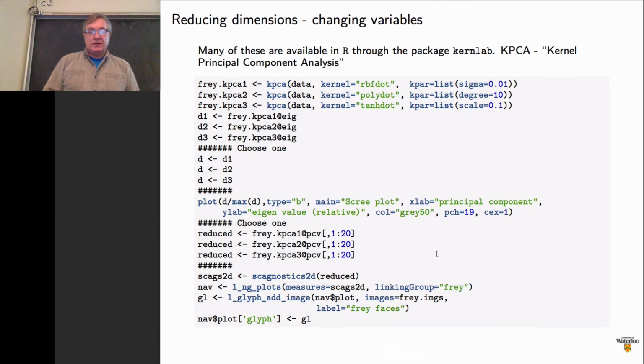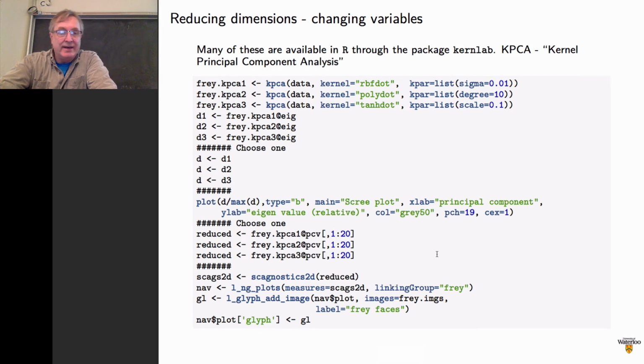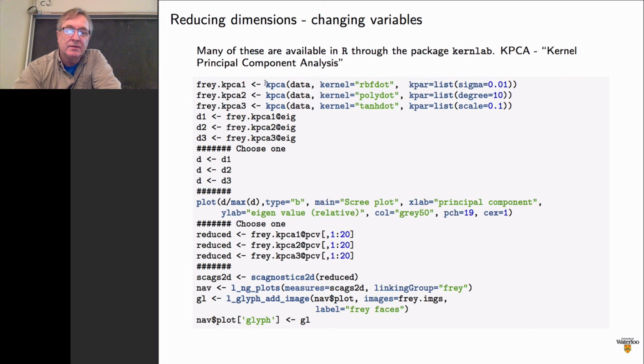All right, so let's look at this. In R, there's a package called kernlab, which allows us to do Kernel Principal Component Analysis, and it's this kpca function. You can pick a variety of kernels: the radial basis function kernel, or the Gaussian kernel, the polynomial kernel, the sigmoid or hyperbolic tangent kernel. So let's do one of those.